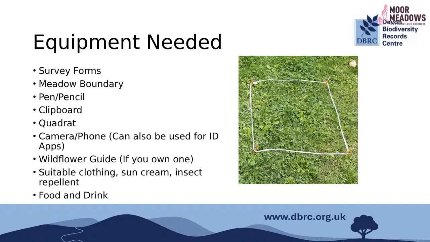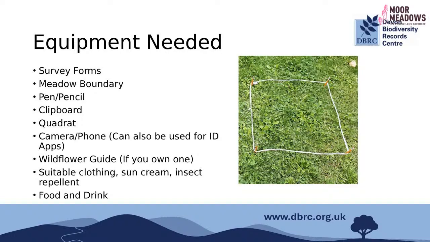You'll need a camera or a phone with a camera. So we like this so you can take pictures of your quadrats, so we can have a look at the species you're identifying and the composition of the quadrats. But also we ask that you take general pictures of your meadow so we can see the habitat at large.